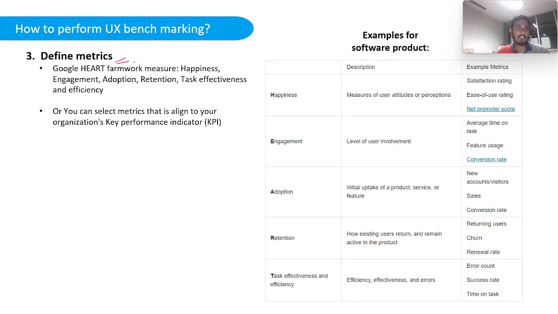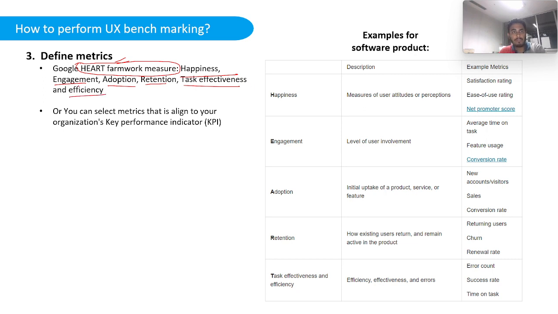Next is define metrics. Previously I had discussed various frameworks which are more for competitive analysis. Now here for UX, we are mainly discussing software products. You can consider something like the Google HEART framework, which is a framework for benchmarking software products. It defines these six different factors for comparing your product: happiness, engagement, adoption, retention, task effectiveness, and efficiency.